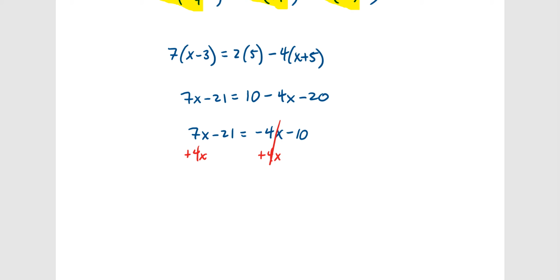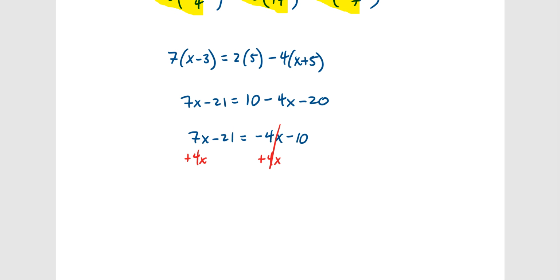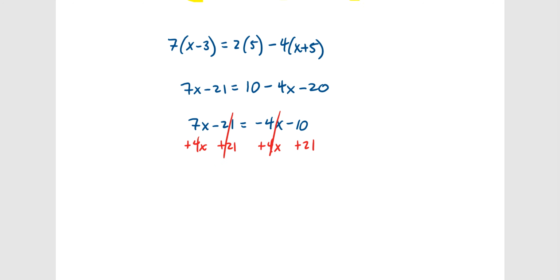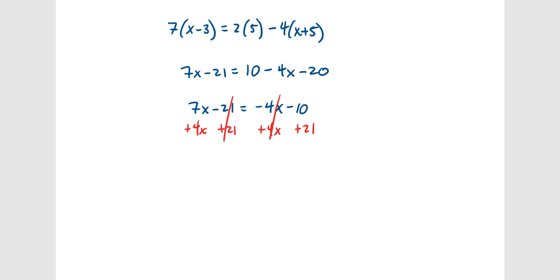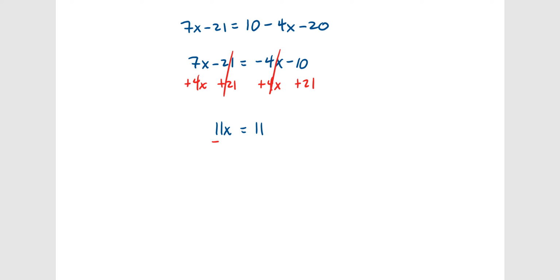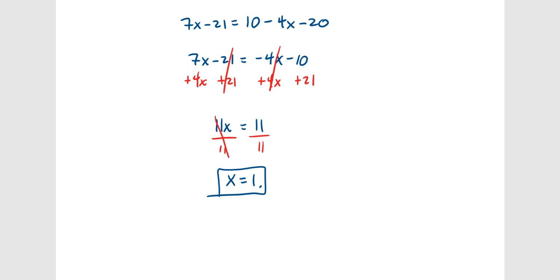And if you're comfortable with it, you can do this in one step. Let's get the constants on the right by adding 21. So we get 7x plus 4x is 11x. Negative 10 plus 21 is 11. And now all we have to do is divide both sides by 11 to isolate the x. We get x equals 11 over 11, which is just 1. So x equals 1 is our answer here.